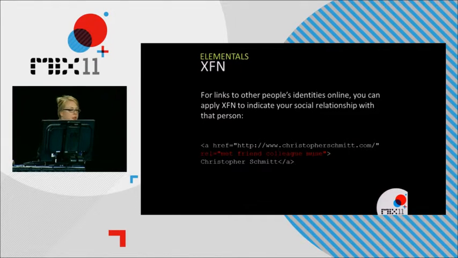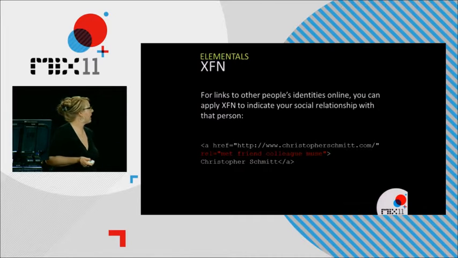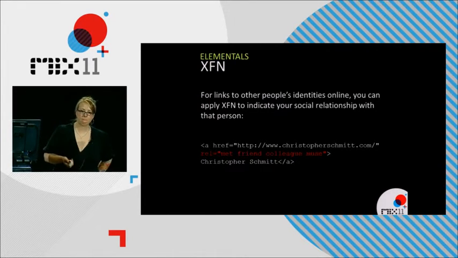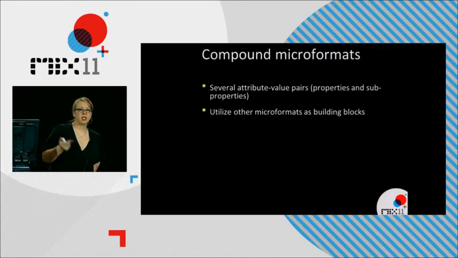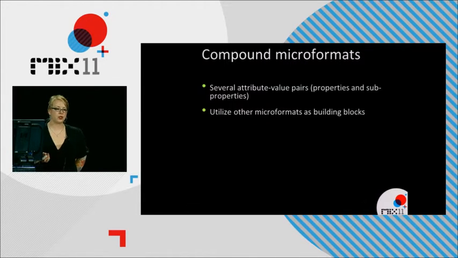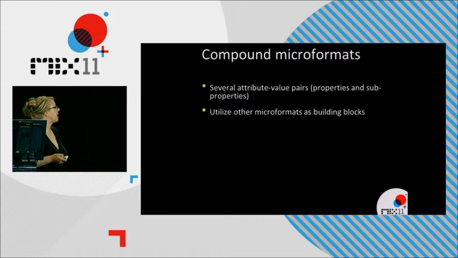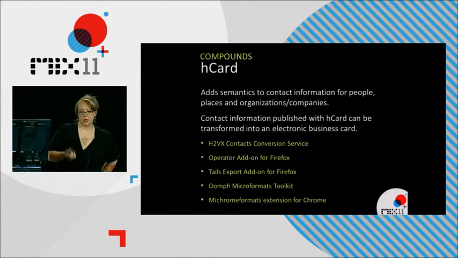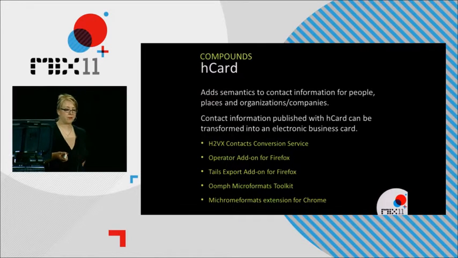And so putting this in terms of a real example, this is my friend Christopher Schmidt. I might have a link to him on a blog post. I've met him. He's my friend. He's my colleague, and he inspires me, so I also call him a muse. Okay. All right, so now we're going to move into compound microformats, which instead of a single attribute value pair, you're using many attribute value pairs. And they also utilize other microformats as building blocks. The first one we're going to look at is the hCard microformat for contact information.